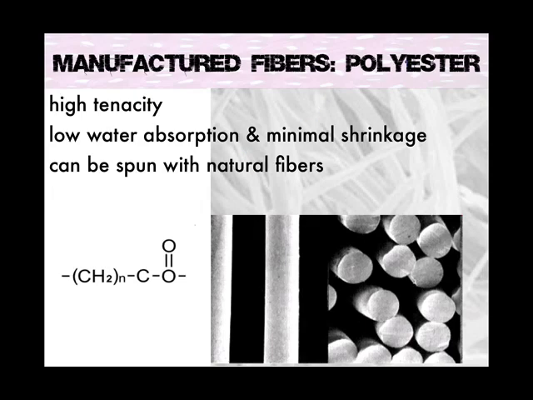Polyester has high tenacity, high strength, and it has low water absorption, which is why it's used in a lot of athletic wear, and it doesn't shrink as much as cotton, so there's minimal shrinkage that occurs with polyester. It can be spun with natural fibers such as cotton. And polyester is a category of polymers which contains the ester functional group in their main chain.